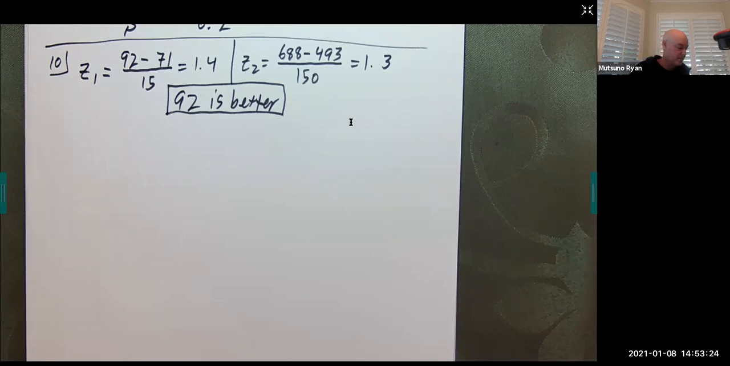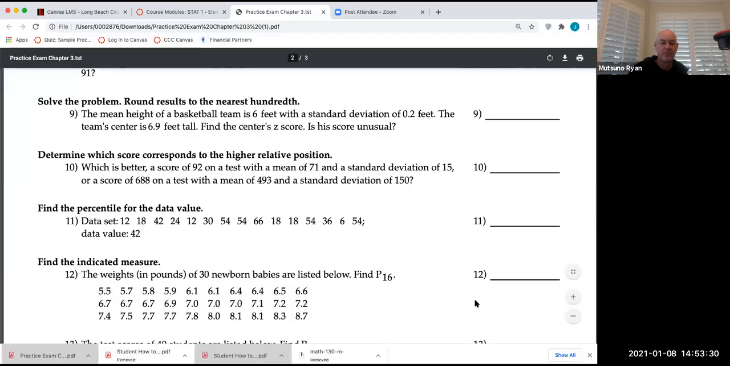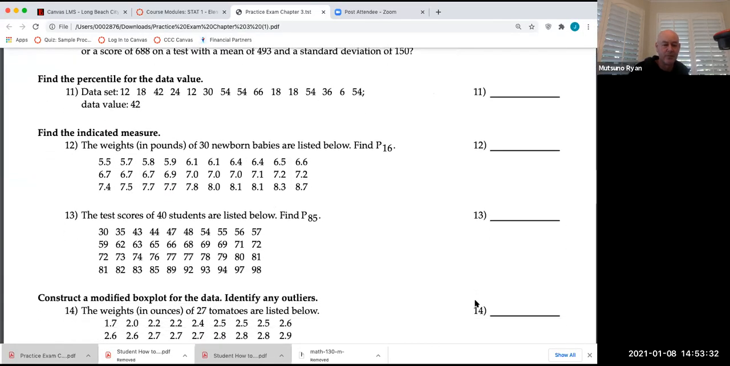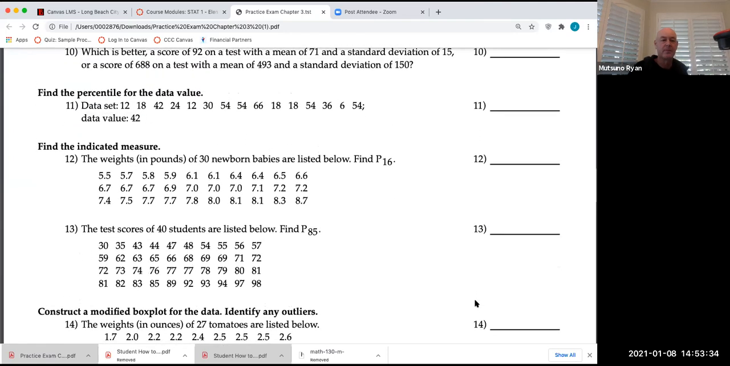Next up, we have percentile. Students often struggle with percentile, and that's certainly understandable. In fact, I think we have 3 of them, and then we'll do a box plot, then we're done. All right, so number 11, this data set here is not in order, and we want to know what the percentile is for the value 42.